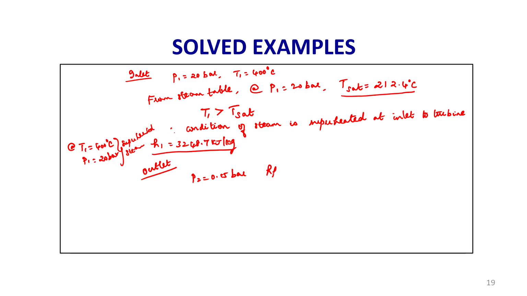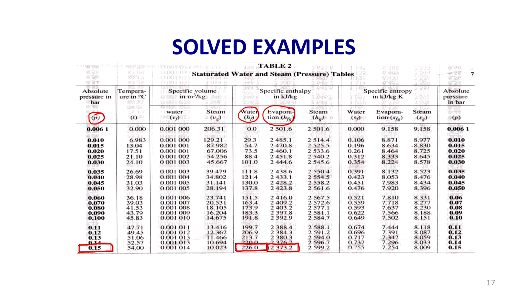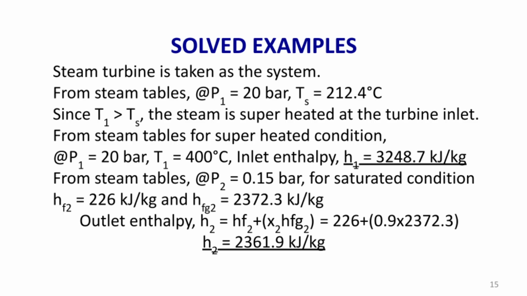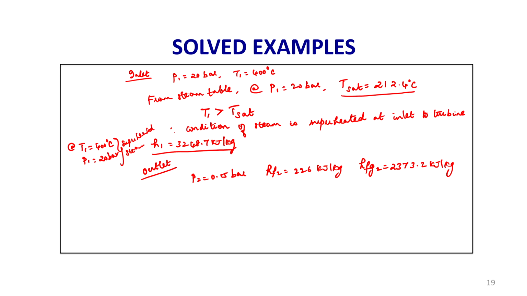So, HF2 is equal to 226 kilojoule per kg and HFG2 is equal to 2373.2. All these enthalpies are specific enthalpy, meaning enthalpy per unit mass. Specific entropy means entropy per unit mass, that quantity divided by unit mass flow rate. Dryness fraction is given. So, we can easily find out the enthalpy of the steam at the outlet of the turbine.